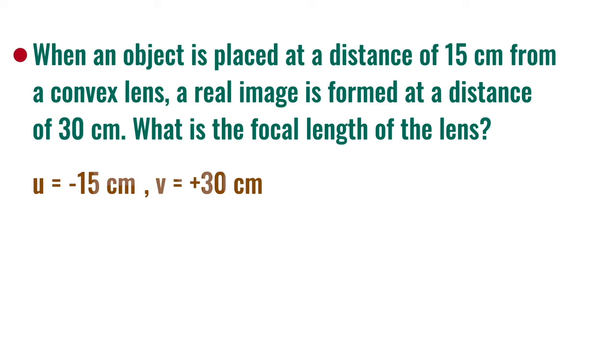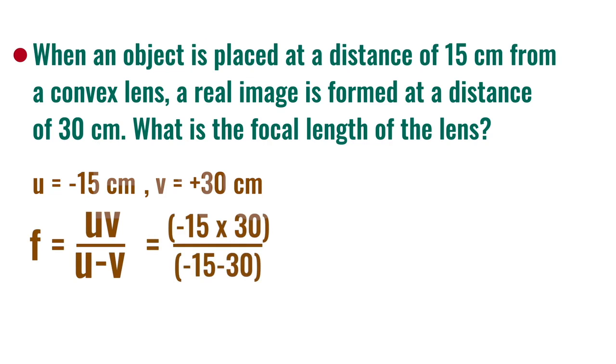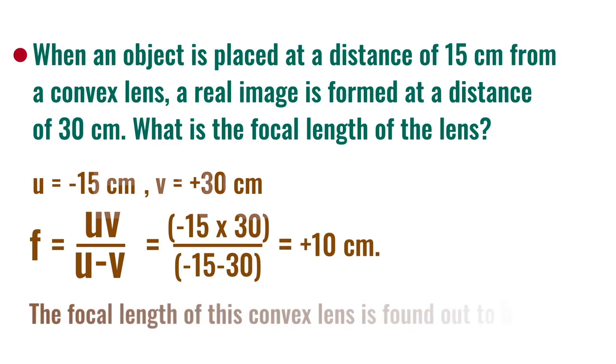To find the focal length, we have the relation f is equal to uv divided by u minus v, which is equal to negative 15 into 30 divided by negative 15 minus 30, which is equal to positive 10 centimeters. So, the focal length of this convex lens is found out to be positive 10 centimeters.